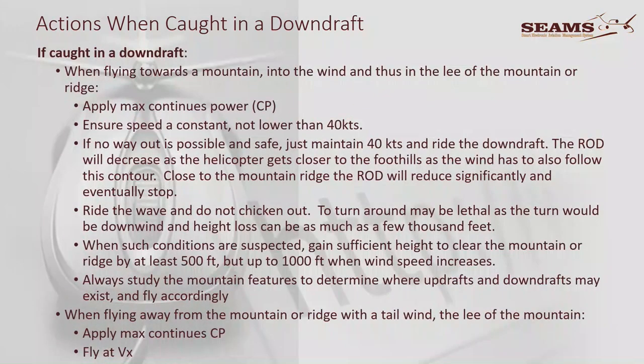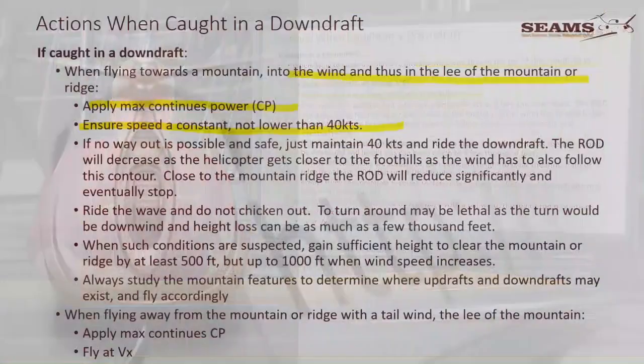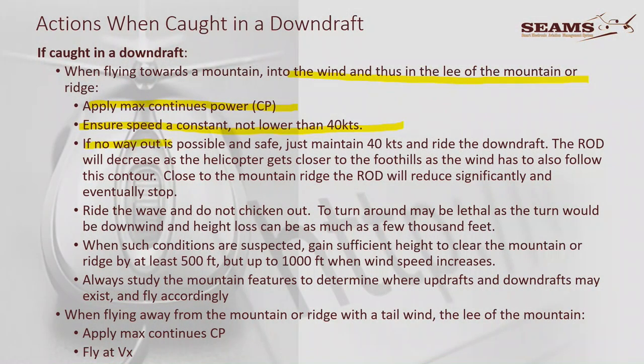Now, actions when we're caught in a downdraft. Wow. Just listen to this one. It is a big story. I say here, when flying towards a mountain, into wind, thus you're on the lee side of the ridge, apply maximum continuous power, and the speed, the shear speed is constant, not over that. That's now when you're caught in a downdraft. So here's the mountain. I'm flying towards the mountain, and I get a downdraft. What do I do? This is what I do. If no way possible or safe, just maintain 40 knots and ride the downdraft.